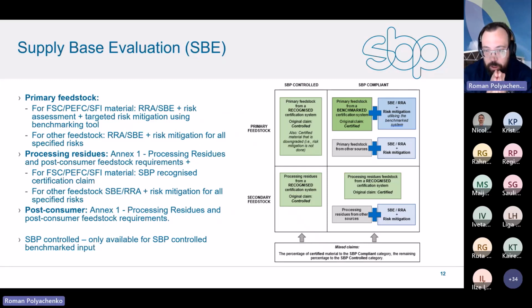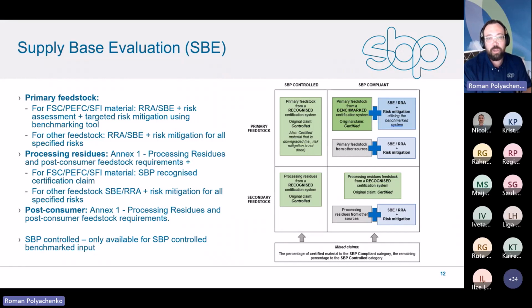So again, looking at what we should cover today, I decided that we should spend a few minutes on section 7 of Standard 2. This section includes requirements for the supply base evaluation. It's very important to understand when supply base evaluation is applicable and to which extent. In this section, we have quite significant changes compared to version 1 of the standard.